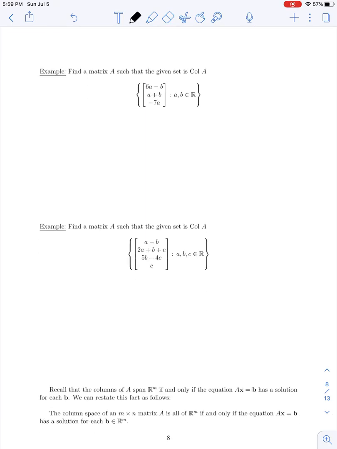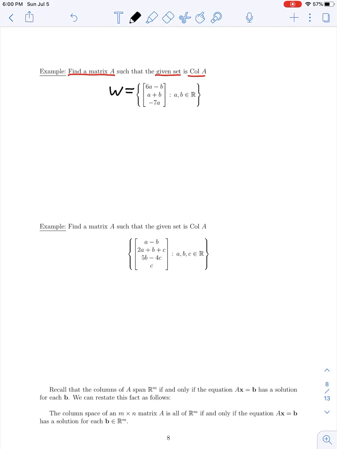So let's look at some examples working with the column space. In this first example, we are asked to find a matrix A such that the given set would be the column space of A. Here the set of vectors that we're given, let me give this set a name, maybe W, is the set of vectors in R3. So we know that A is going to have 3 rows. And it's the set of vectors of this form where a and b can be any real numbers.